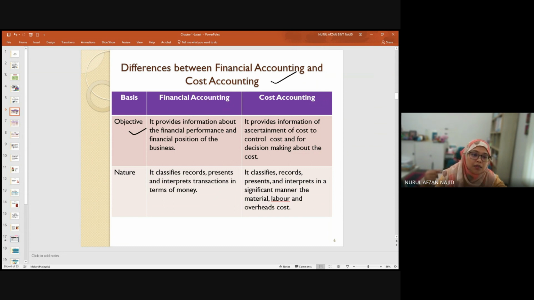Again, Madam dah explain tadi sebenarnya. Financial accounting is more on providing the financial performance of that particular business organisation. Business, financial performance of the business, financial position of the business. Dia secara keseluruhan. Business itu dapat untung ke rugi. Business itu ada banyak aset banyak mana, liability banyak mana. Adakah liability dia terlalu banyak, adakah aset dia banyak untuk menampung liability yang dia ada. Itu financial accounting. Dia bagi tahu performance of the whole business itself.